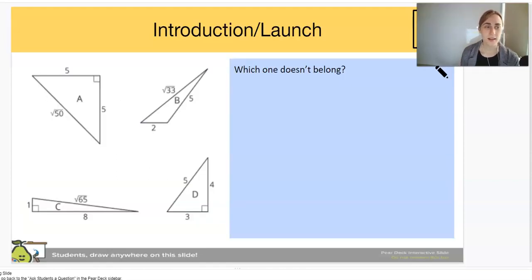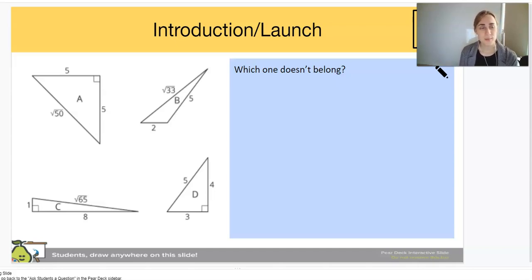Here I am on slide A, and we are working on our introduction/launch. So examine those 4 triangles, A, B, and C, and answer the question, which one doesn't belong? Your answer should sound like, triangle blank doesn't belong because, and you're going to mention something specific that stands out about the triangle you chose, and how the rest of the triangles are related to one another, making the triangle you picked stand out.